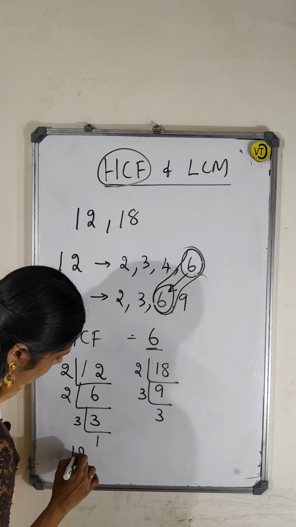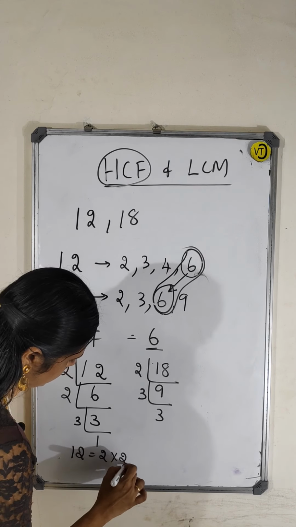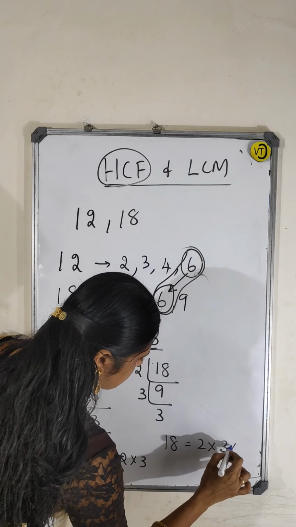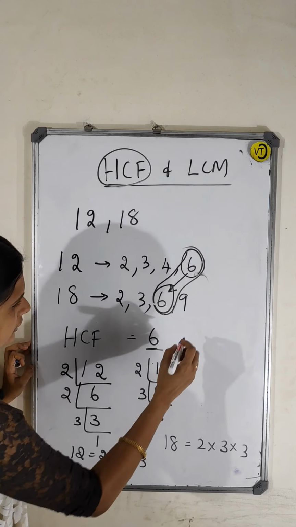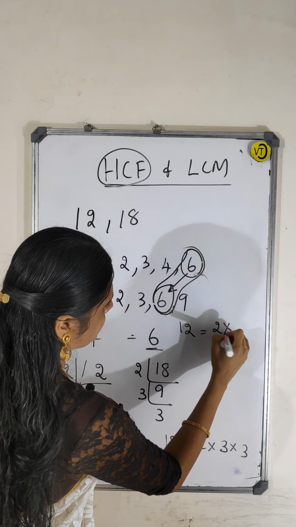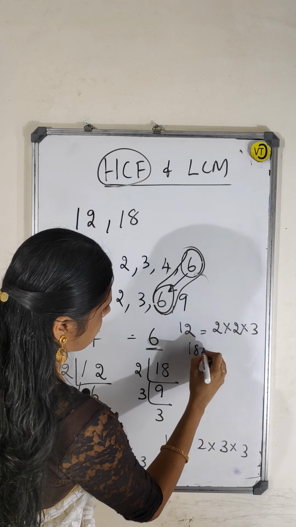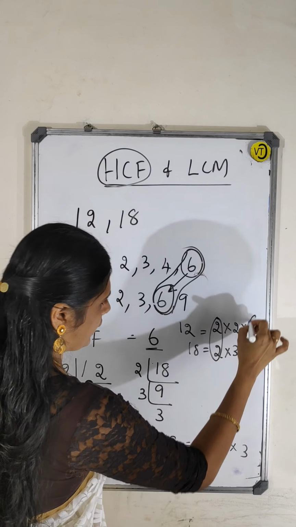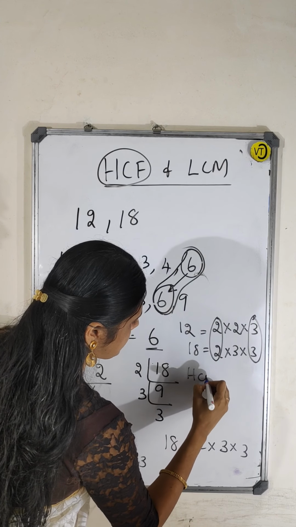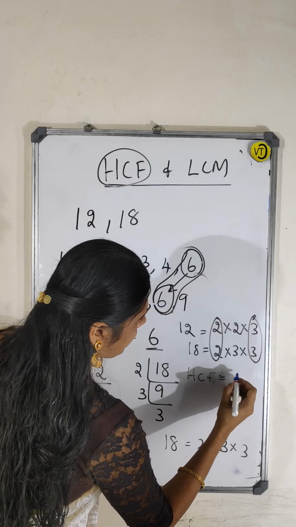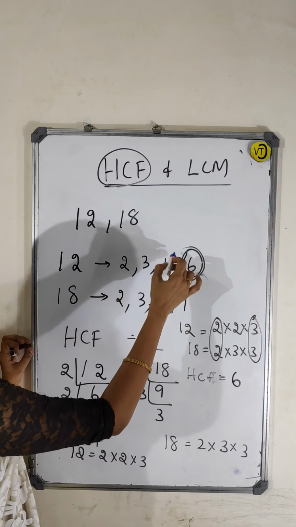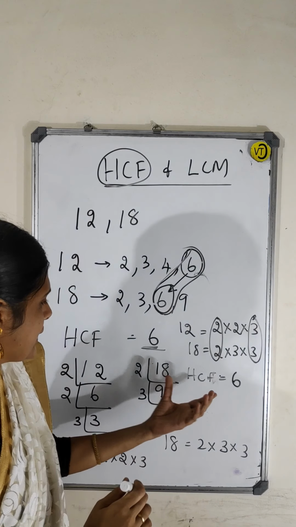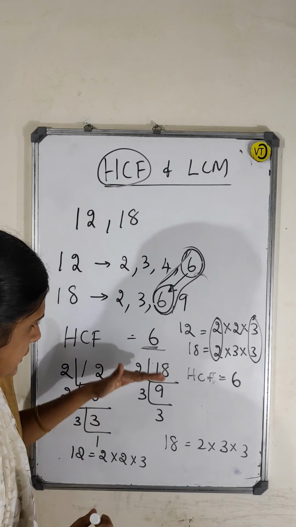So what is 12 here? 2 into 2 into 3. What is 18 here? 2 into 3 into 3. So what are the common ones here? Wait, I will write it one more time so you can find it very easily: 2 into 3 into 3. Right. So 2 is common and 3 is common. So HCF is 6. See, even here I got 6. So this is the HCF by the prime factorization method.